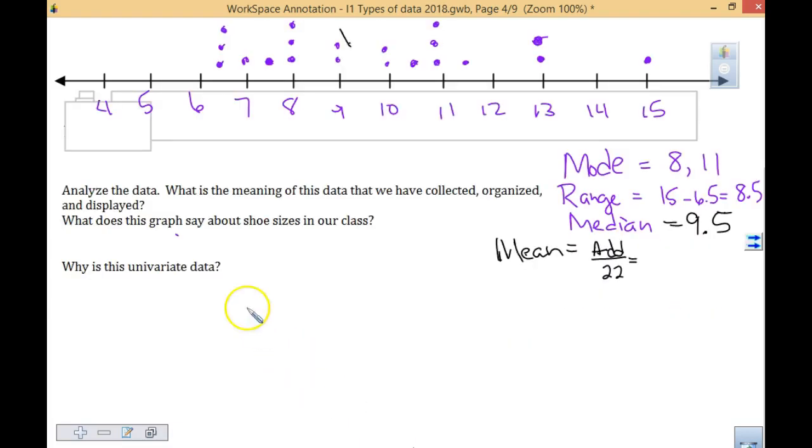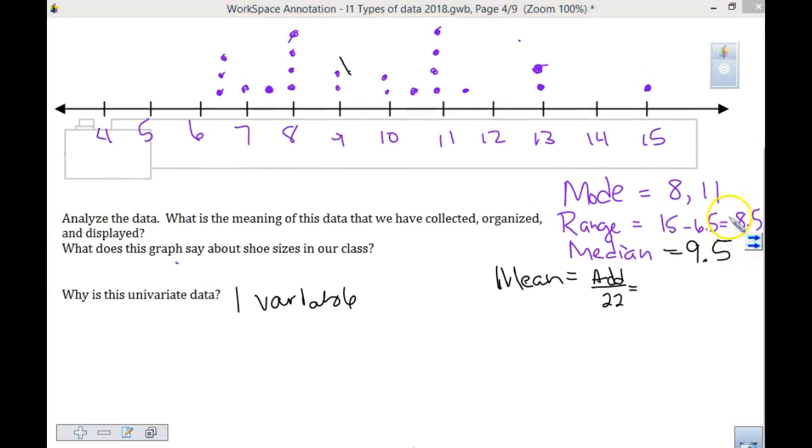univariate? Because we only had one variable, right? And it says, what does the graph tell us about the shoe sizes in our family, or in this class? It tells us that most people have size 8 or 11, that there's a range of 8.5, and the median was 9.5. So all of this is information that it tells us, okay?